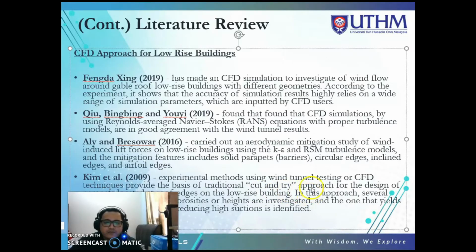In this approach, several parapets with different properties or heights are investigated, and the one that yields the best performance, reducing high suctions, is identified.